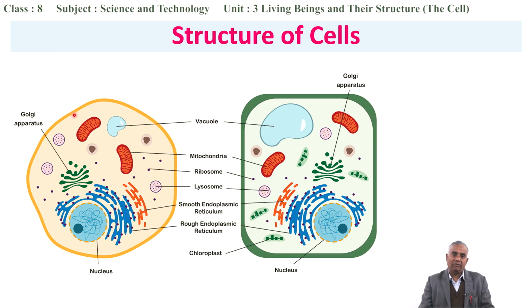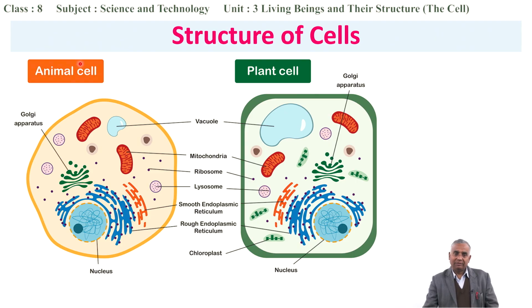Mainly a cell consists of three parts. One is the outermost covering, then cytoplasm, then nucleus. In cytoplasm, different cell organelles and cell inclusions are found. Cell organelles are living structures and cell inclusions are non-living structures like food particles, maybe gas vacuoles. They are called cell inclusions. Now, here that is an animal cell and this one is a plant cell.